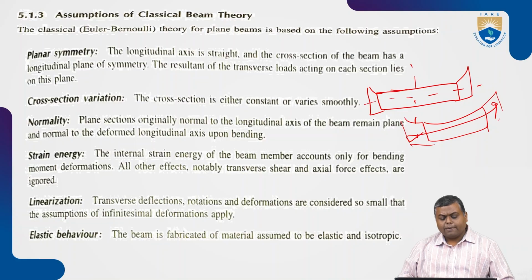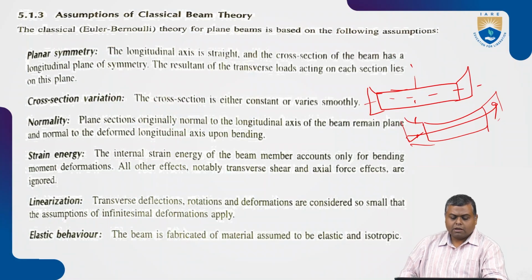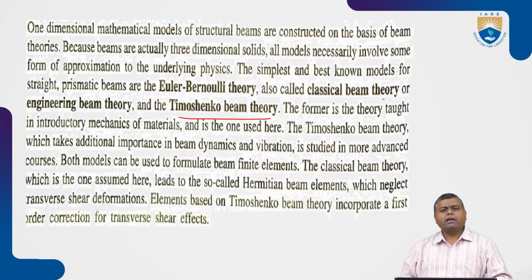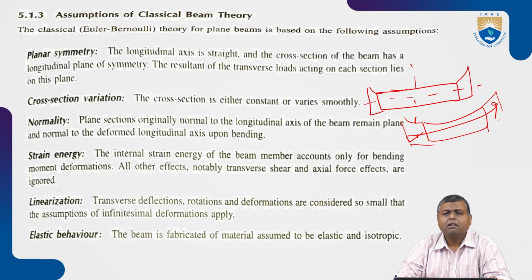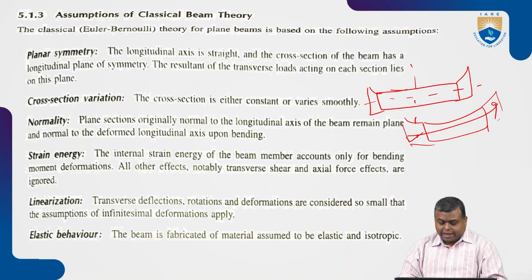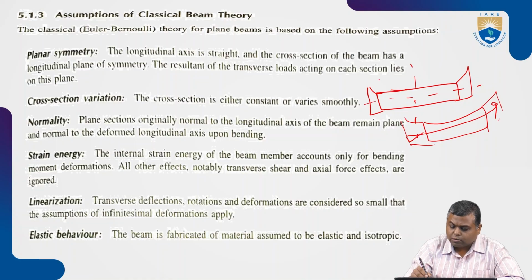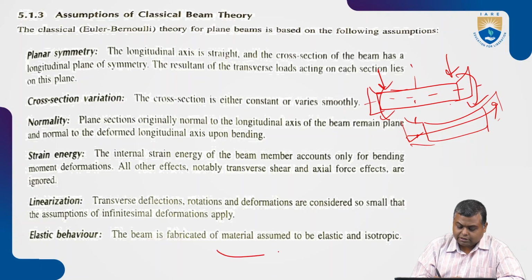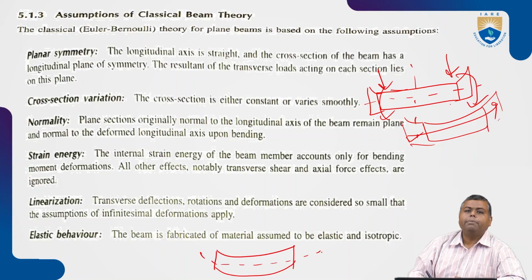The beam is fabricated of a material assumed to be elastic and isotropic. Elastic in the sense that the beam is very elastic in nature, where the deformed body will get back into its position after removal of the loads. In general, a beam is an element which takes transverse loading and also rotational loading. When I apply load on the beam, the beam will bend in this manner. This is the neutral axis along the beam element.